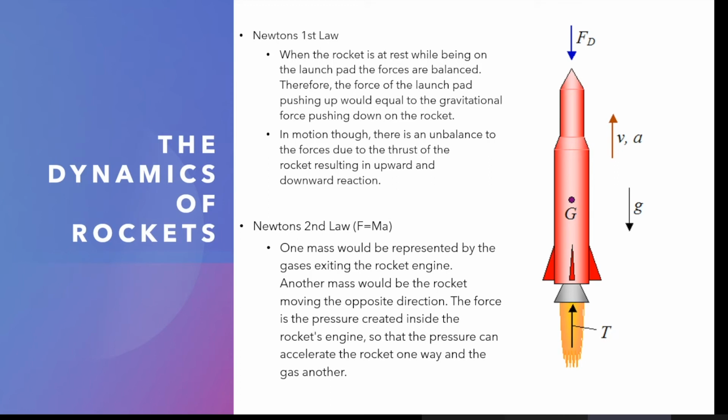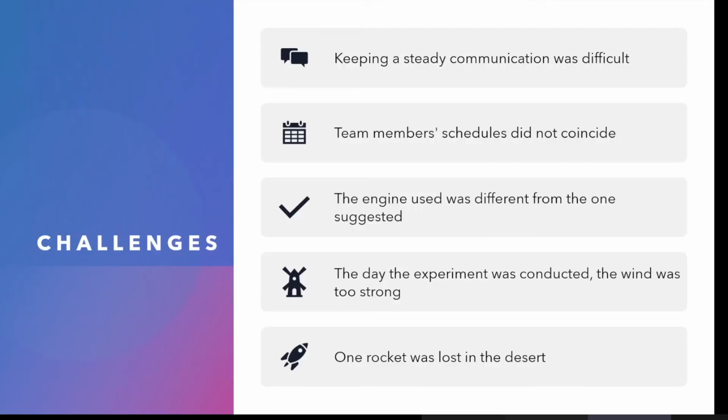One mass would be represented by the gases exiting the rocket engine, and another mass would be the rocket itself moving in the opposite direction. The force is the pressure created inside of the rocket engine, so the pressure can accelerate the rocket one way and the gas another.